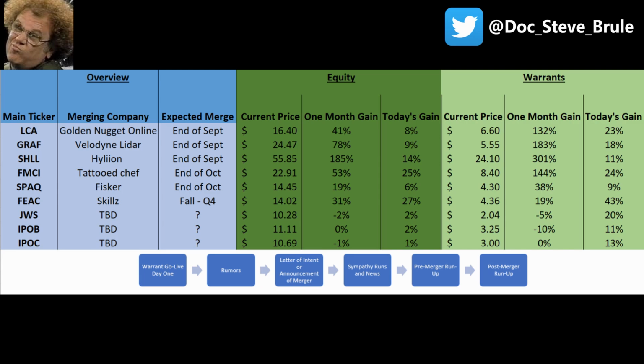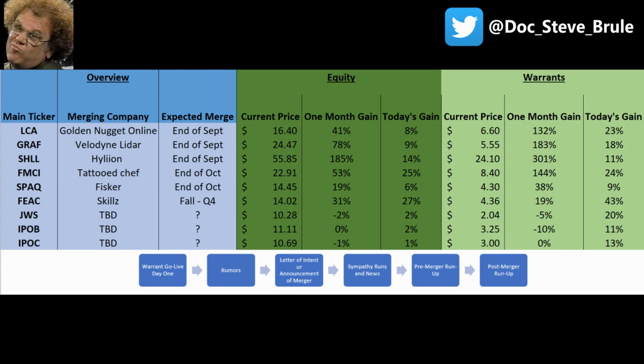Great time to jump in is when you're finding chatter about a potential company that SPAC is going to be. It never really ends up being true, but you can make a couple hundred percent, especially on the warrants during that rumor period. You'll then get a letter of intent or an announcement of a merger. And this is a really big run. If you can get in early on this news, there's a huge gain to be had, especially on warrants.